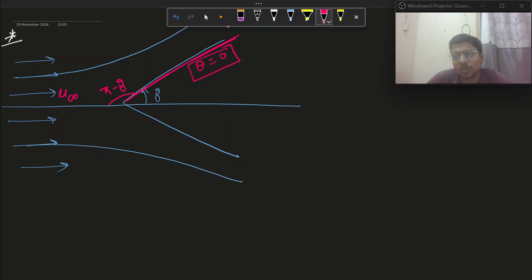ठीक है, theta is equal to 0 line है. Okay, and here we take this as x, this as y, and polar coordinates.